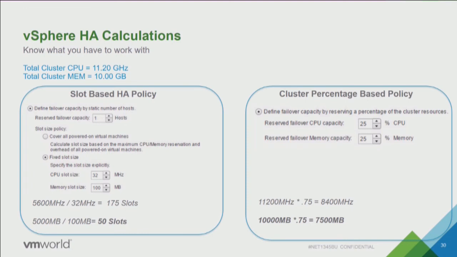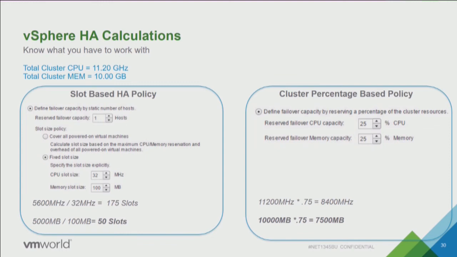The 2 options that we really have for HA, again, are that slot-based HA policy and our cluster-based. With the slot-based, you can go with the cover all powered-on virtual machines policy. I do not recommend that. If you have a large database virtual machine or something like that, it will skew the slot size, and you won't get as many virtual machines running as you could. So the fixed slot size allows you to say how much CPU and memory to allocate to a slot, and how many slots a particular virtual machine will take up.